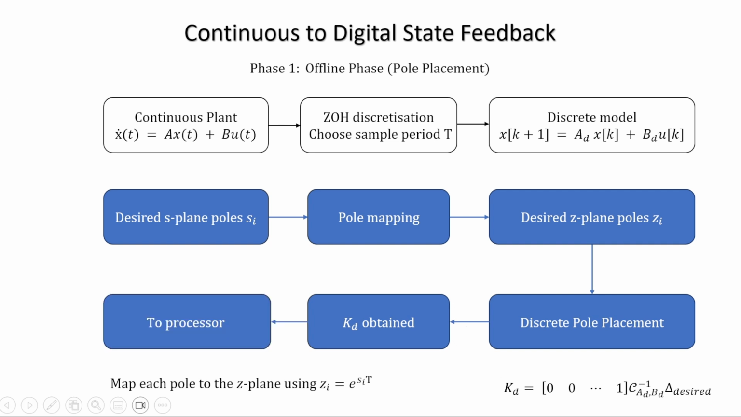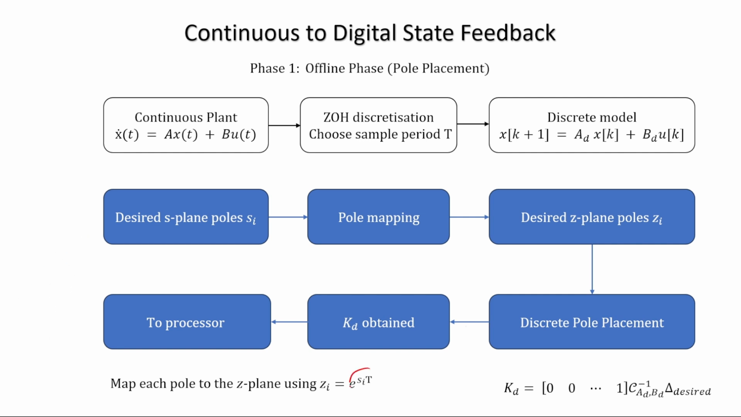Once we have found out the KD matrix, we just have to flash it to the processor as a constant matrix. Remember, it is very important to check that the eigenvalues of AD minus BD KD are nothing but the eigenvalues Z1, Z2, and so on that we have taken, and they should lie strictly inside the unit circle. In general, if the poles have been taken on the left half of the complex plane, they will come out strictly inside the unit circle.